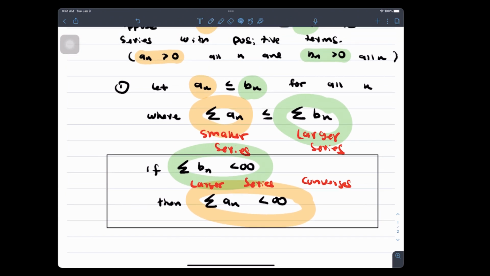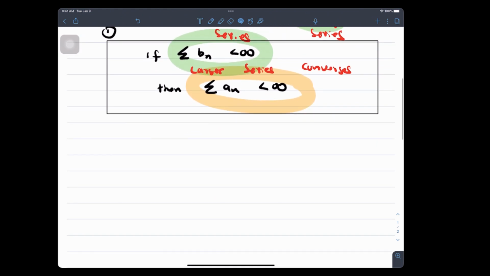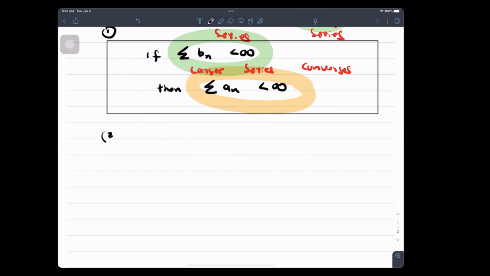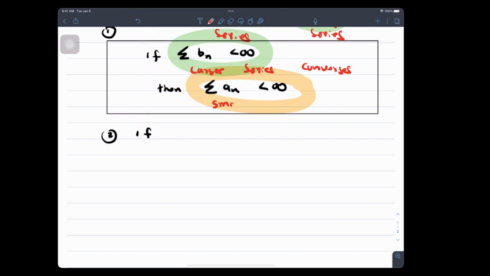And in some ways, we can write it this way. I don't think your book writes it this way. That's the first fact. And I'm going to write it a little differently than the book, but it's really equivalent. Okay, so the larger series converges implies that the smaller series converges.